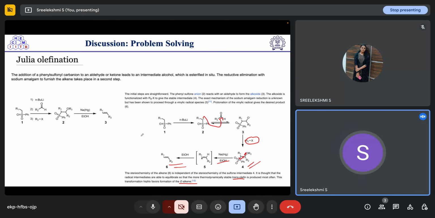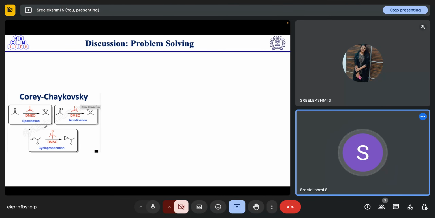I hope this is clear. Now moving to the next reaction, that is the Corey-Chaykovsky reaction.